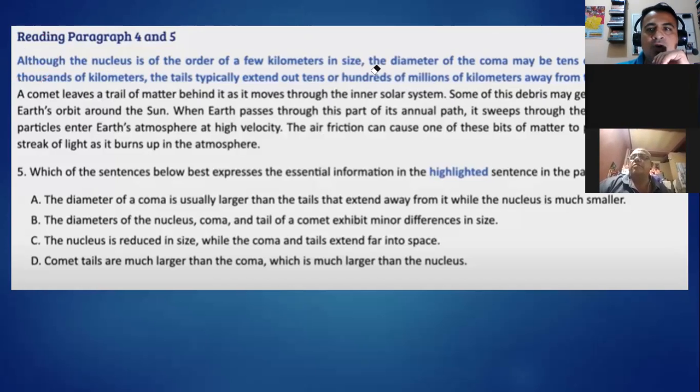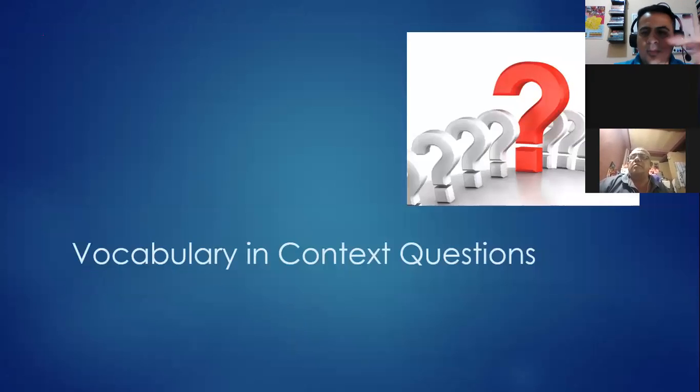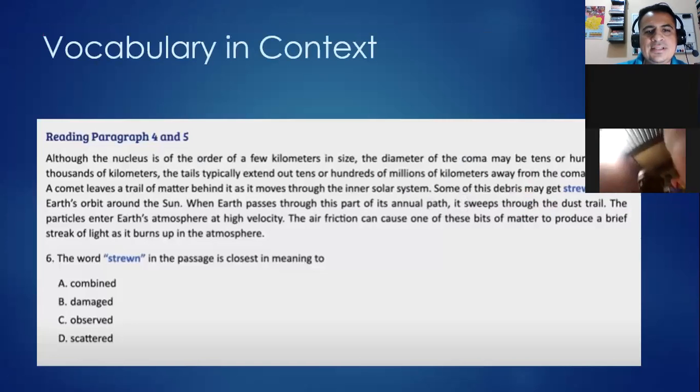All right, let's go and look at the next set of questions. Ahora vamos a ver tres tipos de preguntas, right? So that's number one, highlighted questions. Number two, vocabulary in context questions, okay? ¿Cómo son estas? They're like this, look.